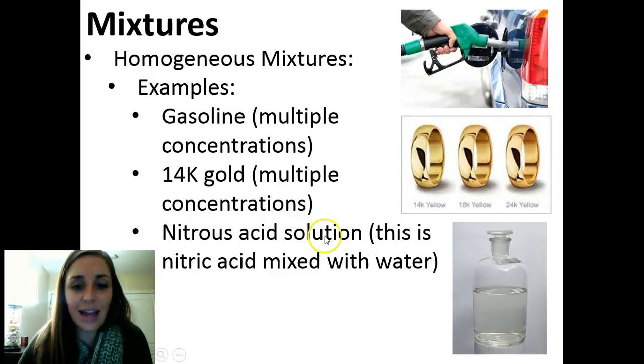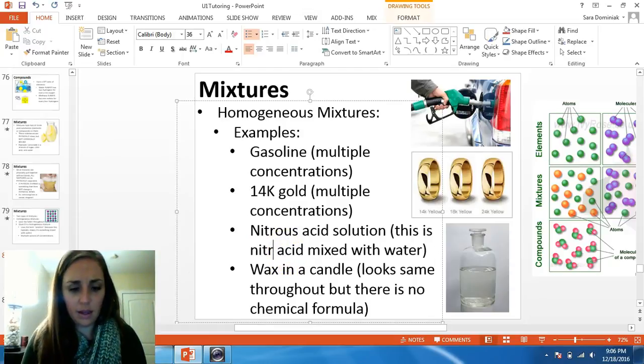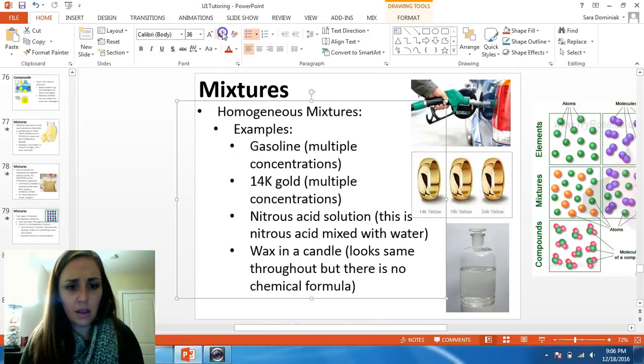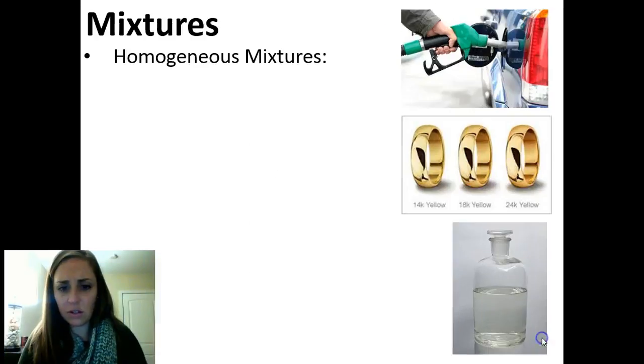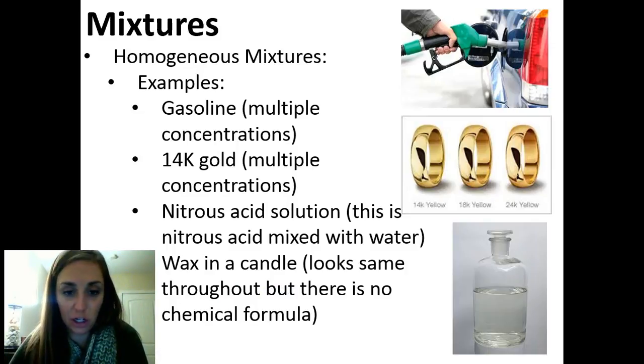So nitric acid solution. So that's nitric acid mixed with water. And then candles. The wax in a candle is going to be a homogeneous mixture. It looks the same throughout, but there's no chemical formula. You can get multiple types of waxes, so it's a mixture.